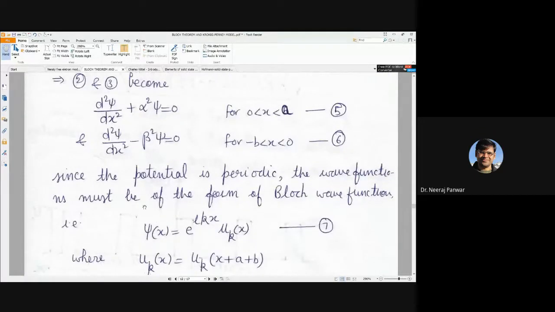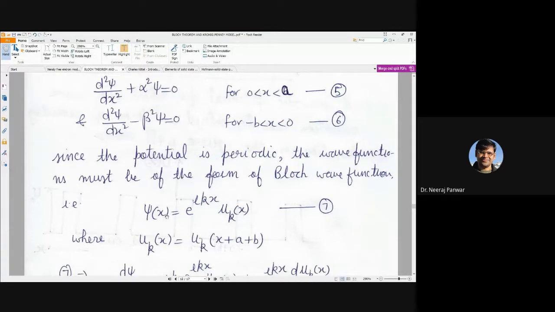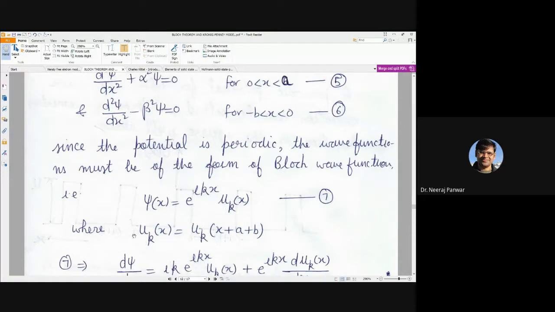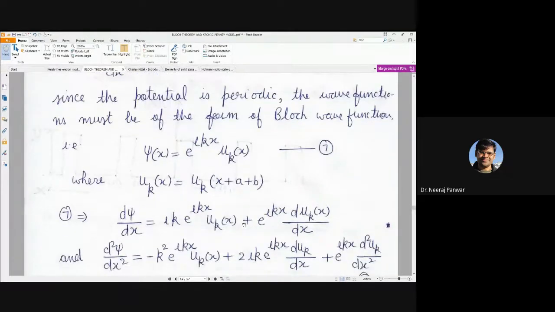Since our potential is periodic, the wave function must be of the form of the Bloch wave function. So we write psi(x) is equal to e to the power ikx u(kx), where u(x) has the periodicity of the potential. In this case the potential well plus potential barrier get repeated after a distance of a plus b, therefore u(kx) will have periodicity given by u(kx) equals u(kx plus a plus b).